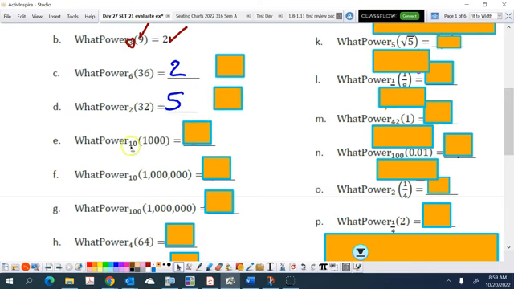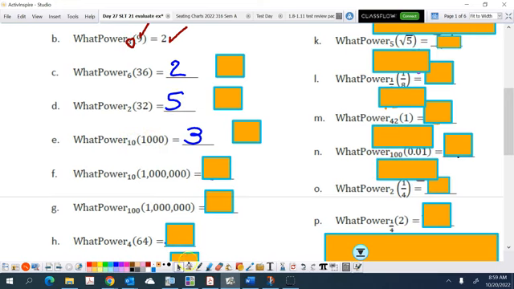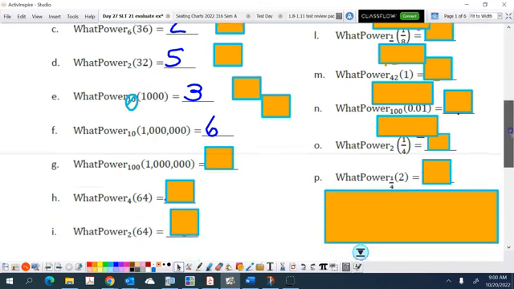10 raised to the 3rd power. Remember, if your answer has 3 zeros and 10 is your base, then your exponent is going to be 3. 10 raised to what power equals a million? A million has 6 zeros, so 10 to the 6th power, 6 is your answer.